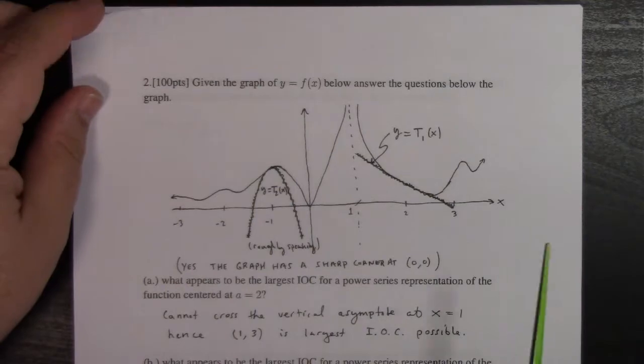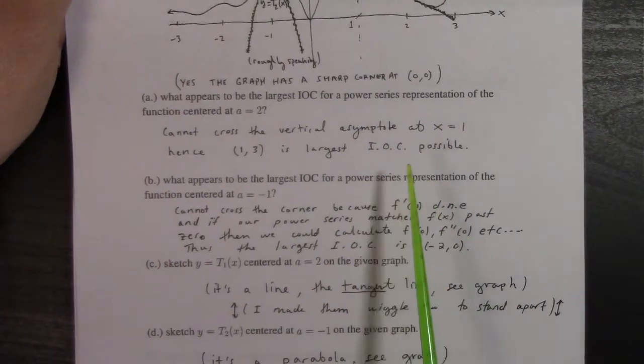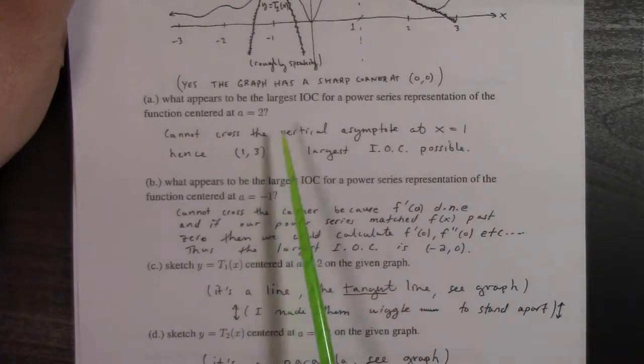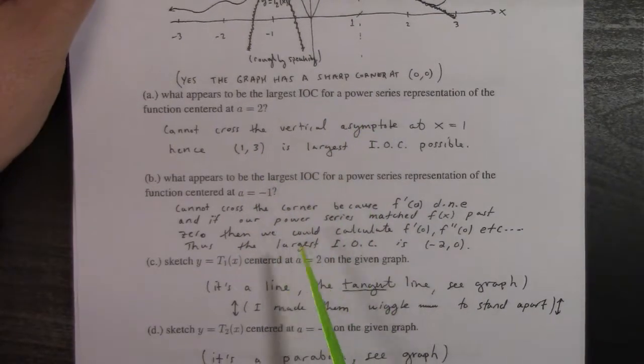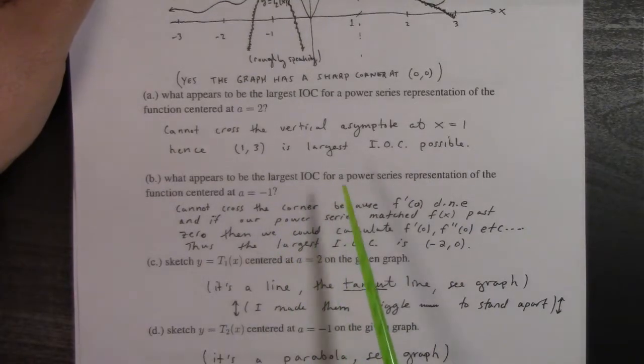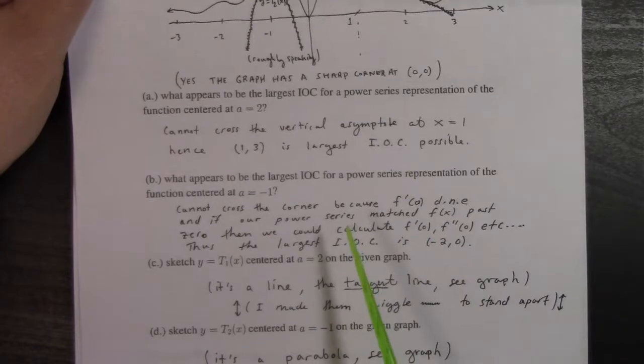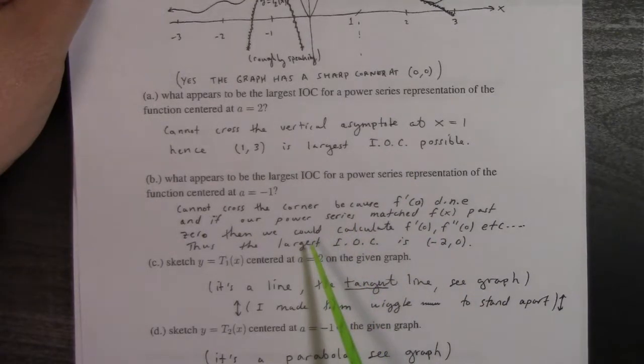And so I said (1, 3) is the largest IOC possible. I think that could possibly be improved because 3 could be included, whereas 1 cannot. Well, actually, I don't know. Anyway, definitely (1, 3) is the largest open IOC possible.